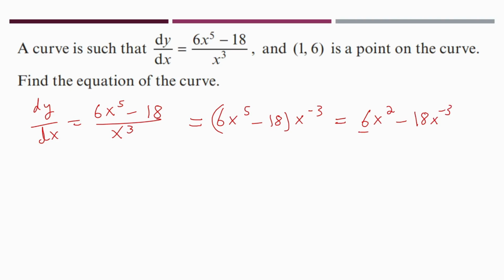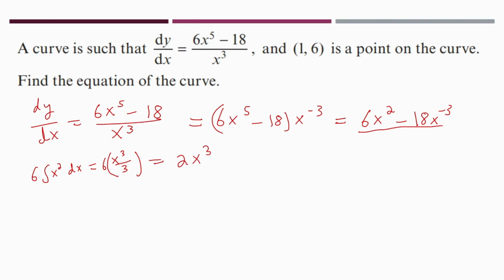Alright, so you have this form and you're going to integrate this. So let's start with 6x square first. Let's put the 6 outside and let's integrate x square. Let's see, 6 into x raised to the power of 2 plus 1, so x cube over 3. So this is going to be, and now you can just write it like this, 2x cube.